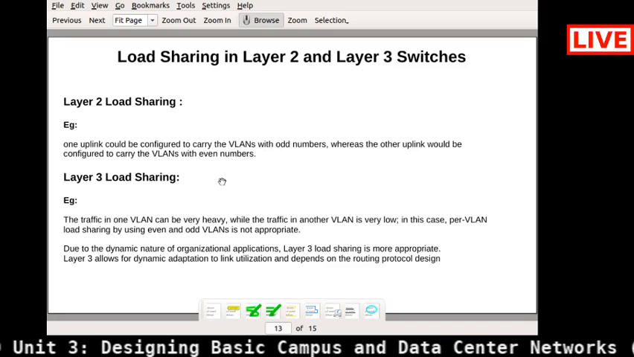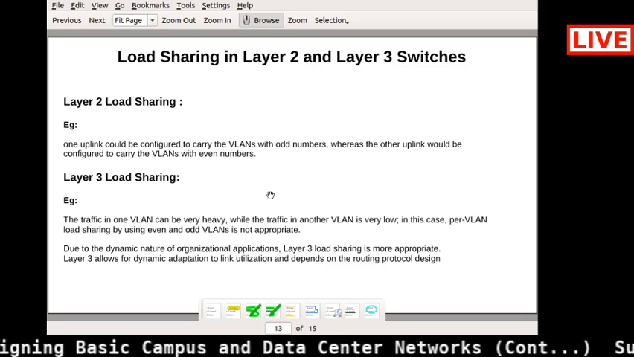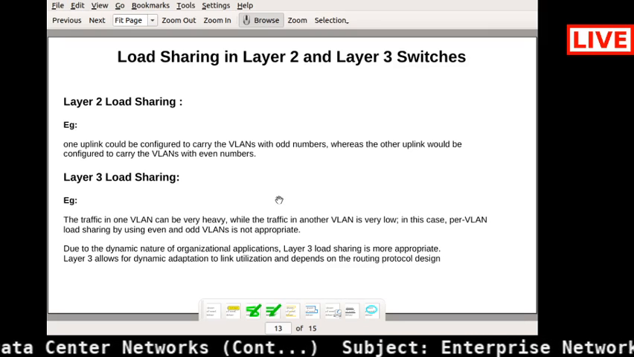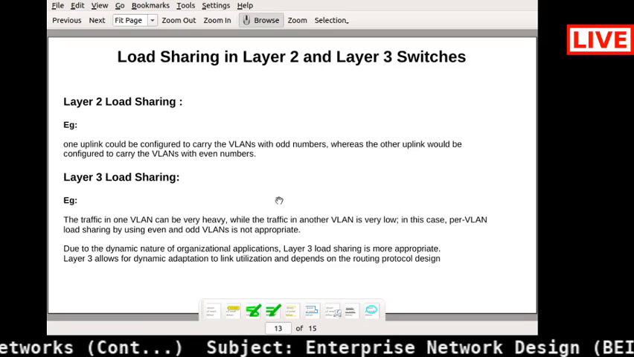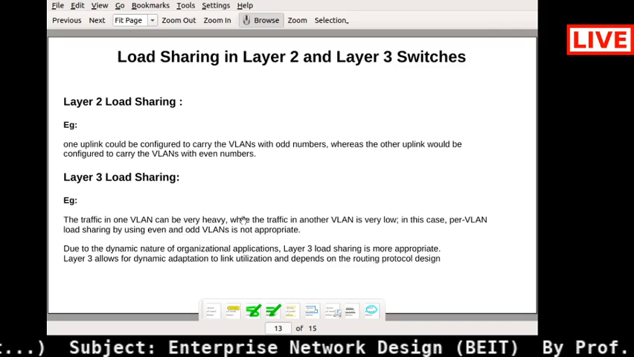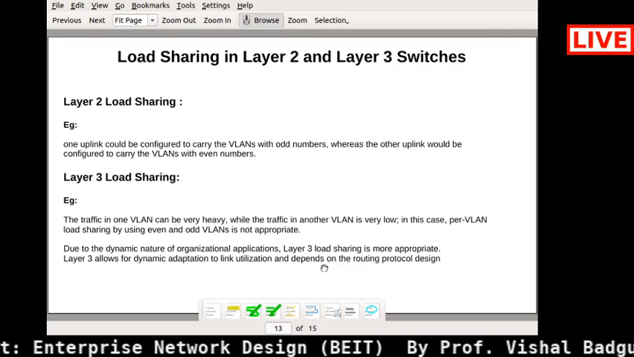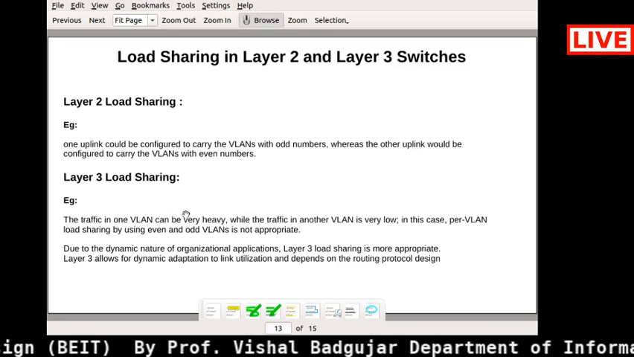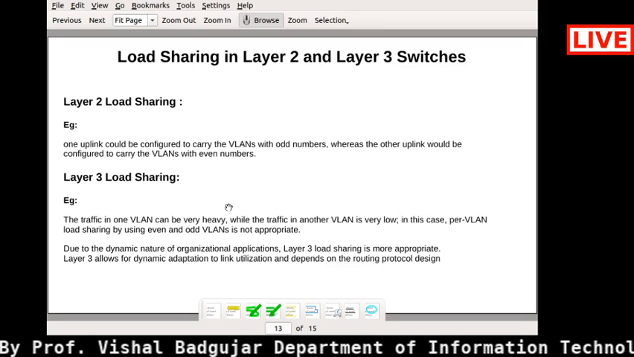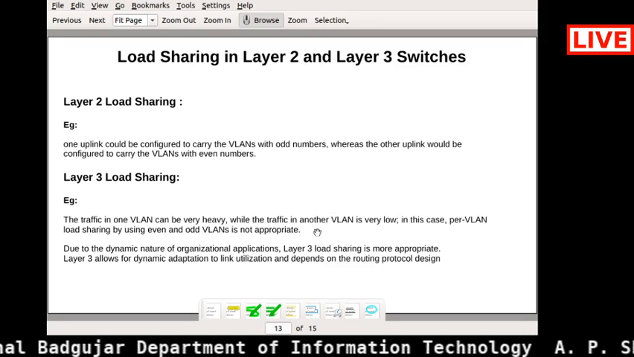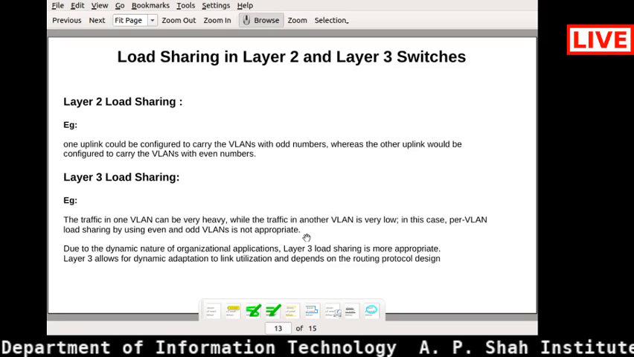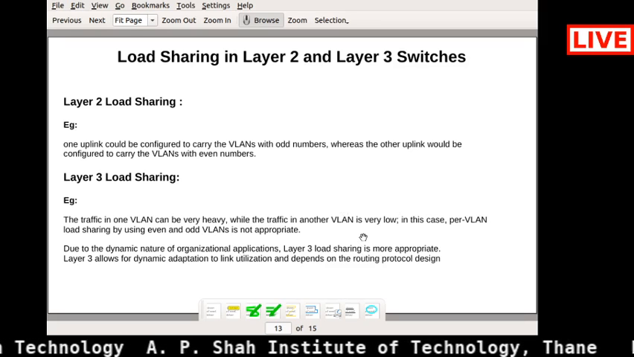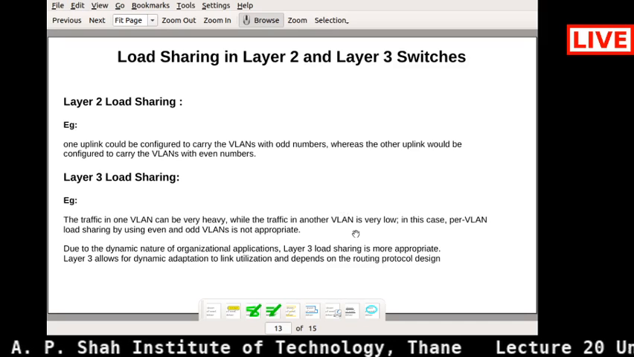Why? Because of the dynamic nature of the organization's applications. Some of the critical applications will require more network path, so that's why this load sharing will not be appropriate. That's why layer 3 is more appropriate, because it allows dynamic updating of the link utilization, right? And it will obviously depend upon your routing protocol design, so whichever routing protocol you are using for your own network.